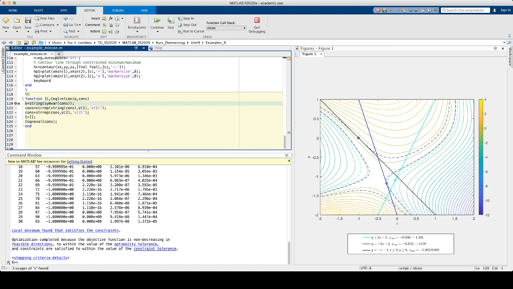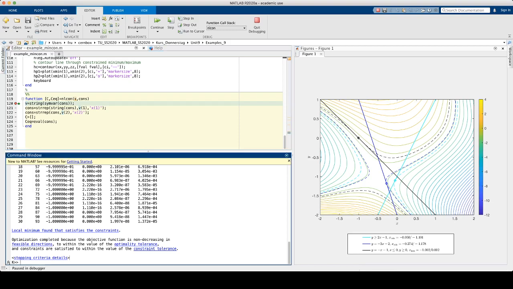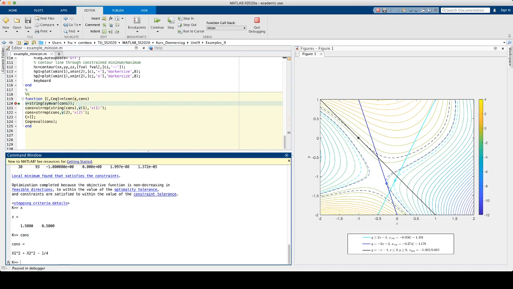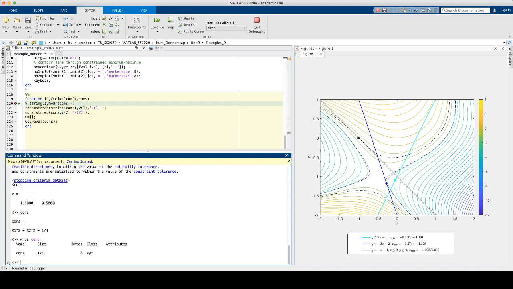We are now inside the constraint function. We see the position in the input argument x. This is a starting value at 1.5 and 0.5. Now, let's have a look at the constraint. This is the symbolic constant cons. It's a symbolic constant which depends on x1 and x2.